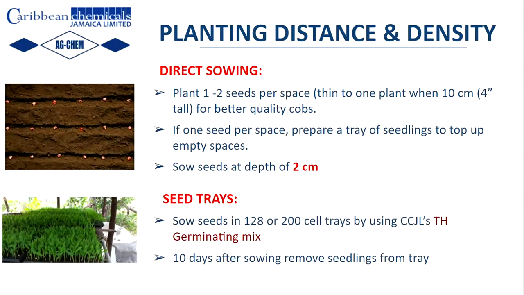For direct seeding, I should mention that generally you can set a couple of trays. So if there is a missing plant, you can put that plant in the area. You can set a couple of trays in the event you lose a couple of your plants.